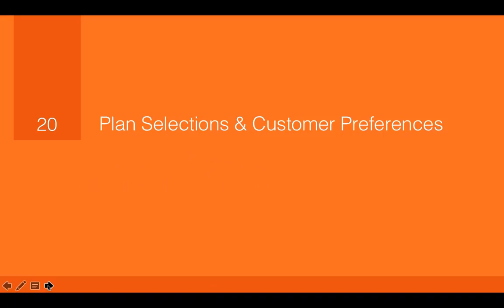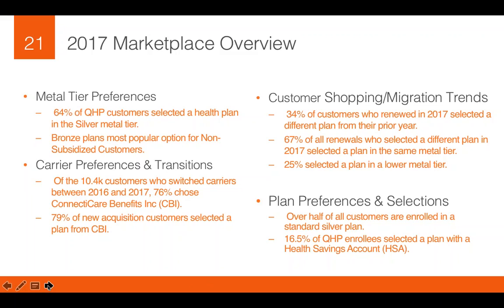On slide 21, we have a quick summary of plan selections and customer preferences. Can we go up to slide 21? Thank you, Kim. From a metal tier perspective, 64% of the total population has selected a plan that is in a silver tier. However, for the unsubsidized population, bronze plans are still the most popular. From a carrier perspective, 76% of customers who renewed and ended up switching carriers during the open enrollment period chose Connecticut, and then 79% of the newly acquired customers ended up picking a plan offered by Connecticut.